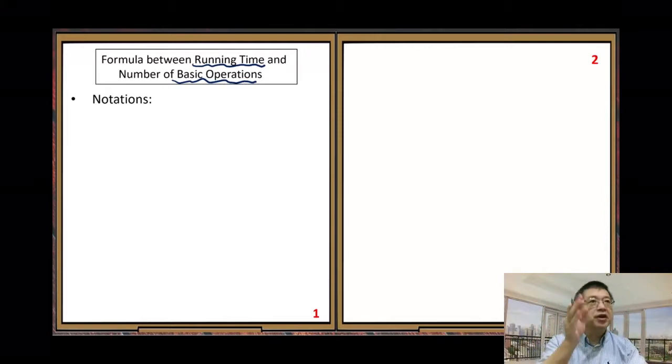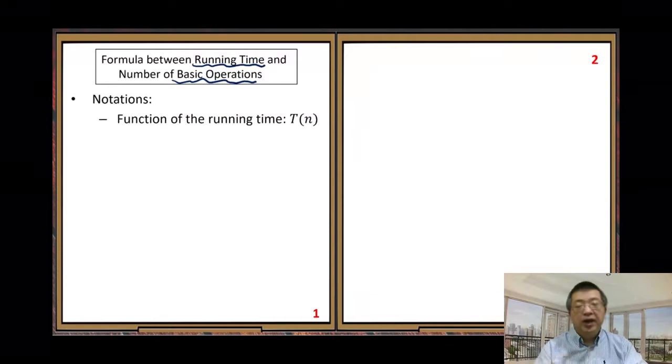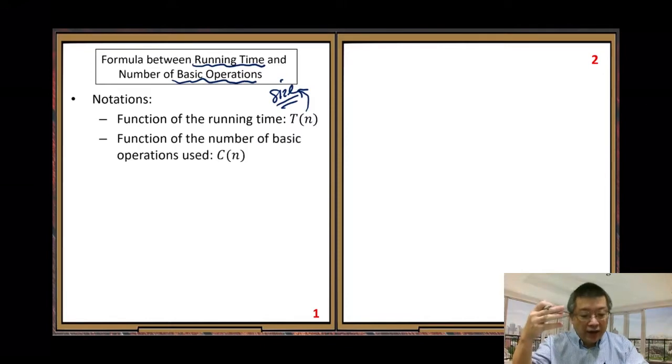All right, so first, notations. We use a T function for running time, T of n. This n here is the problem size, right? The size of the problem. T of n is the running time function. Another notation, C of n, because here we want to count the number of basic operations. What is the relationship between these two? They are closely related. How close? We need to look at that now.